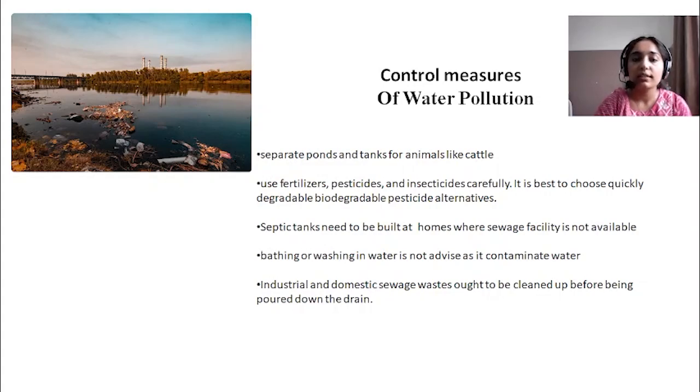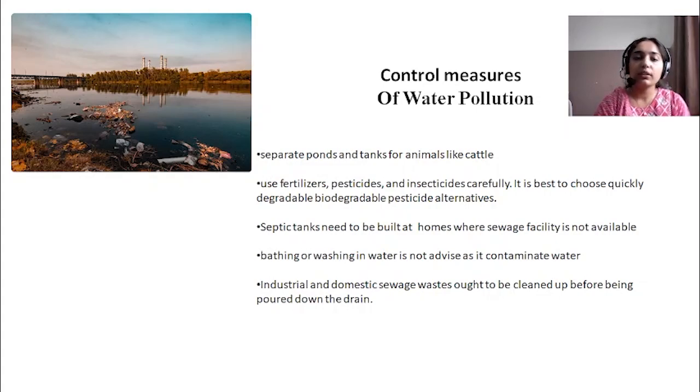Next, a septic tank should be built at homes where a sewage facility is not available. Before discharging our sewage directly into the water bodies, if the sewage facility is not properly maintained at home or any other area, then in that case septic tanks need to be maintained.